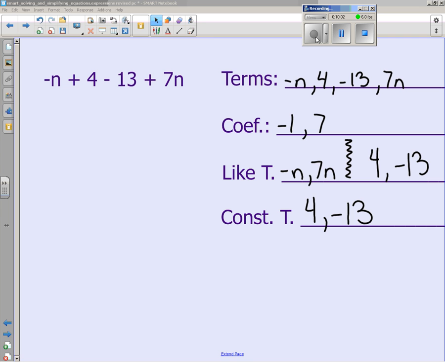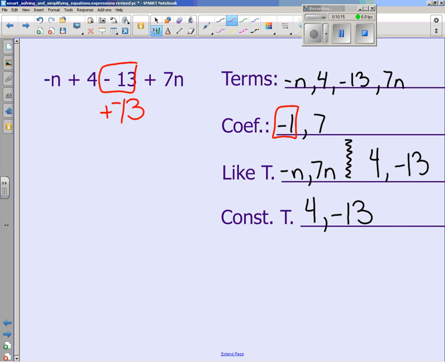Couple things I want to point out, common mistakes. First of all, this minus 13, you should have changed it to plus negative 13. Another one is this coefficient of negative 1. That is paired with the negative n term. Remember, mathematicians are lazy. So instead of writing negative 1n, they just write negative n. But in reality, that coefficient would be negative 1. Like I said, double check that you got the right answers. If you didn't, pause the video and figure out what went wrong. Okay? Here we go.